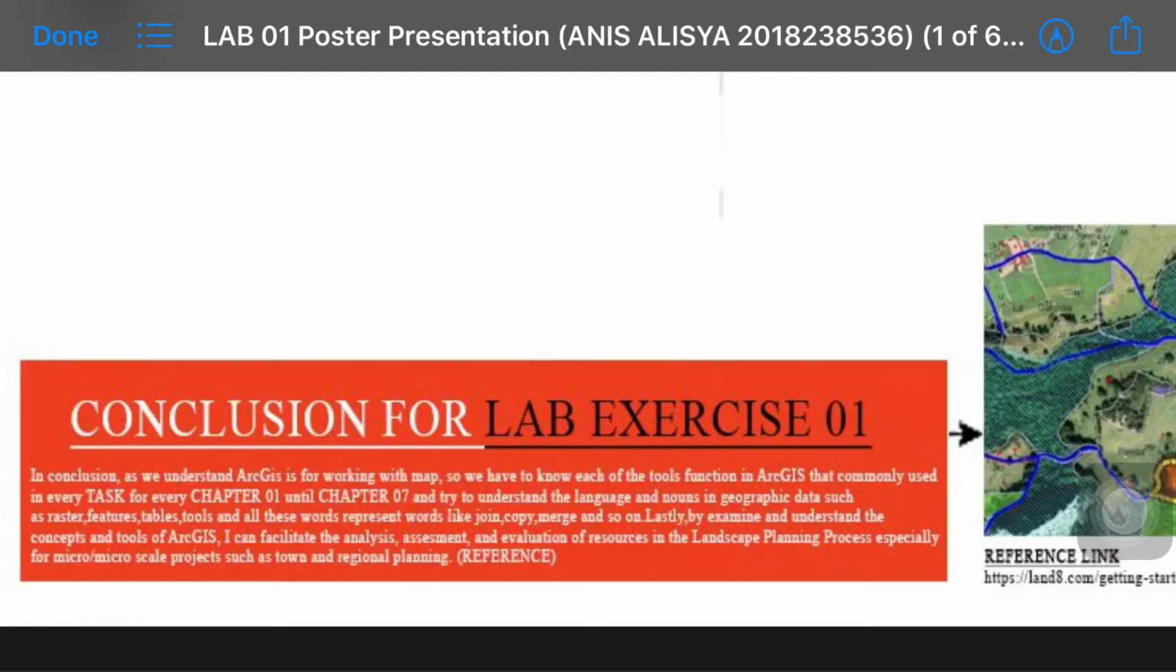So lastly, I can examine and understand the concepts and tools in GIS. I hope I can use them in the landscape planning process in the future.